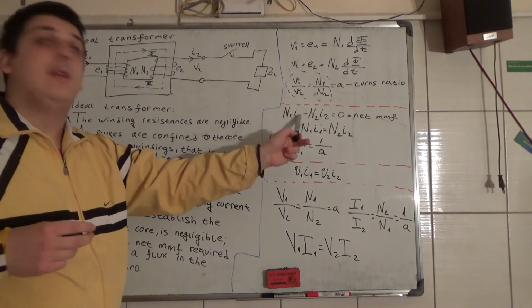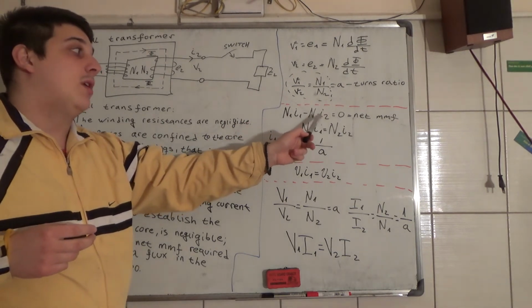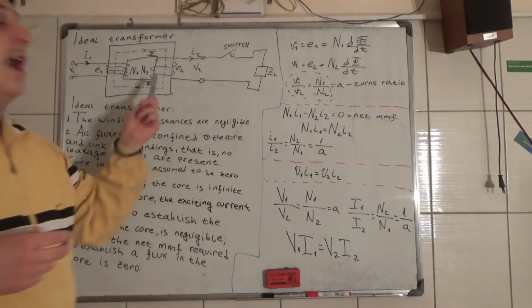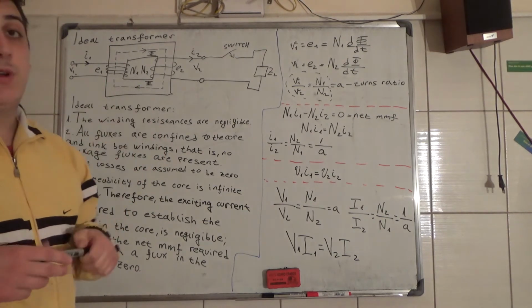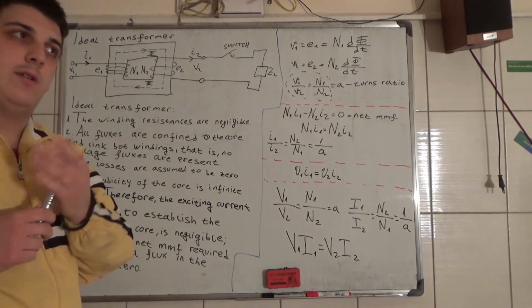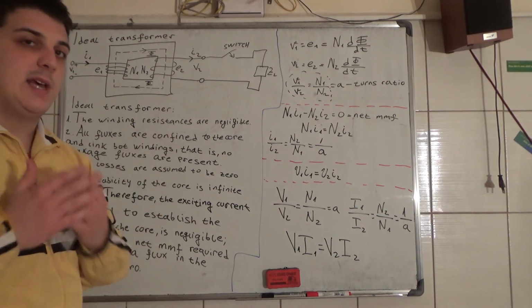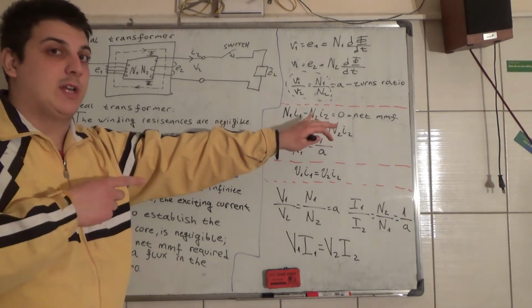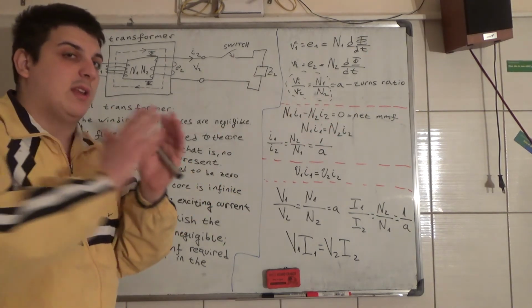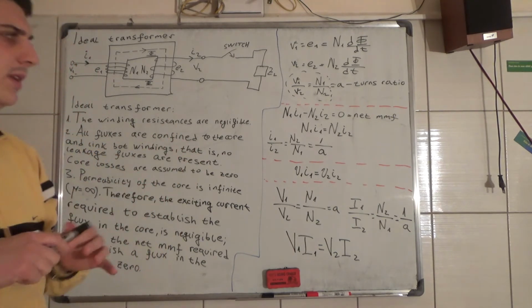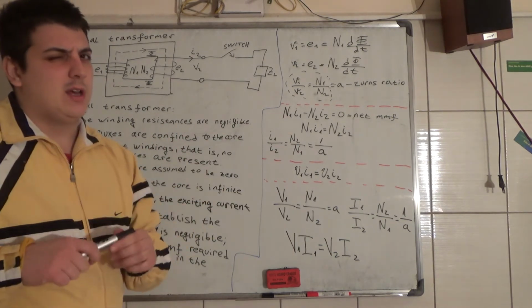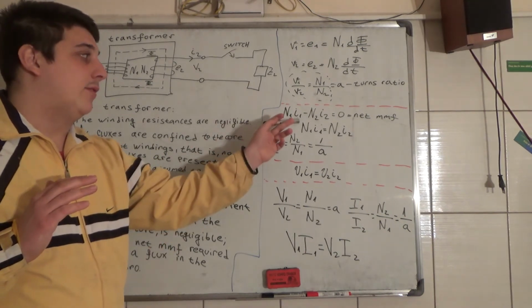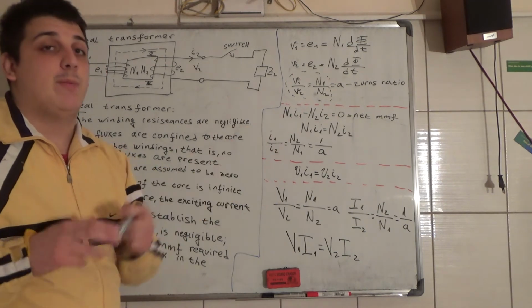So N1 times I1 minus N2 times I2 must be equal to 0, and that is the net MMF for the ideal transformer. Because real transformers draw some exciting current, this is not 100% correct for real transformers, but this formula also stands for the real transformer, because the exciting current is very small in relationship with the primary current I1.